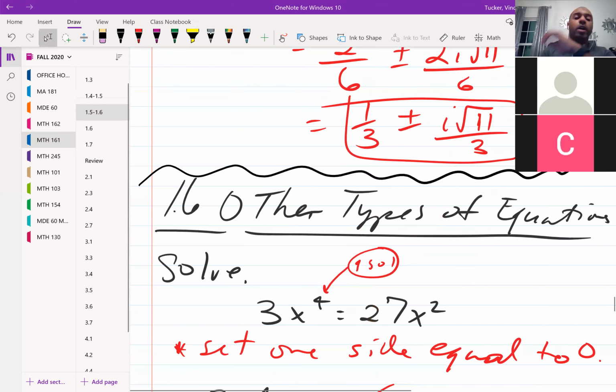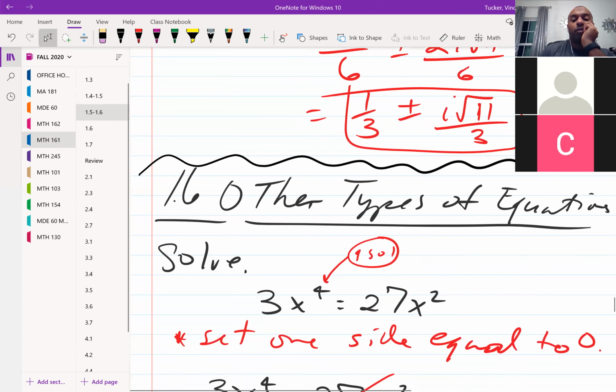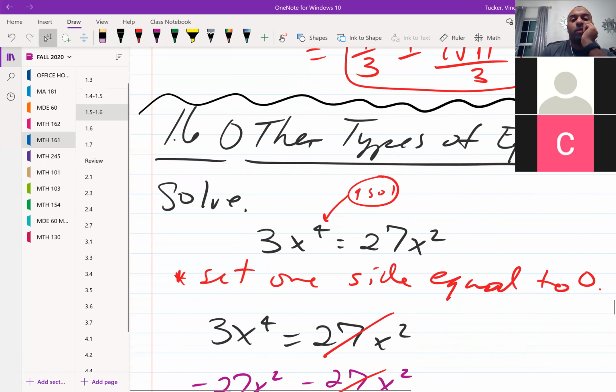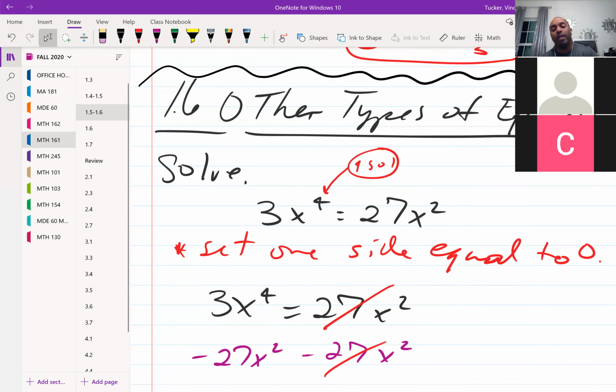All right, so 1.6, we'll do a few problems in 1.6 and then call it a night. All right, so the first problem, 3x to the fourth equal to 27x squared. So notice that x to the fourth is our highest exponent for our variable, so we should be getting 4 solutions here.